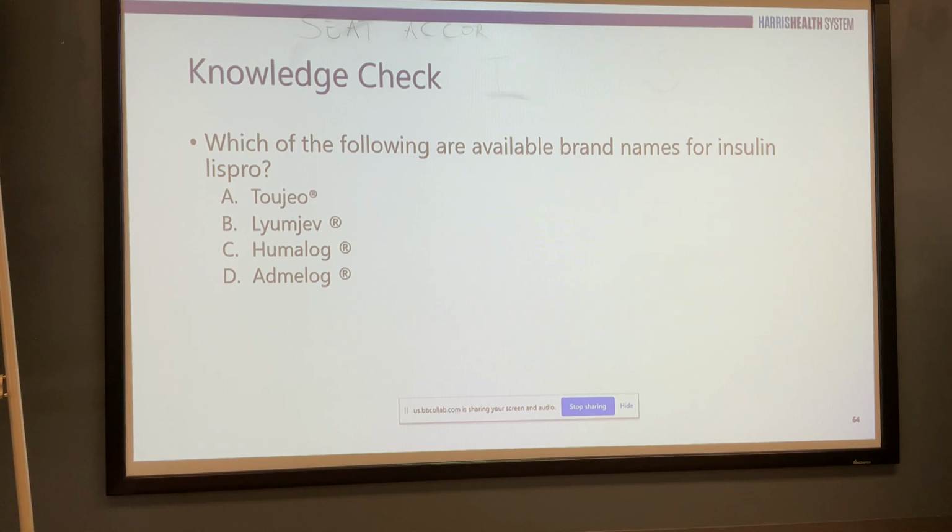Alright, which of the following are available brand names for insulin lispro? And there's more than one answer. Yeah, Humalog, okay. Trurheo. So no. Yeah, so Toujeo is our concentrated glargine. Okay. So the others are available trade names for lispro. Alright, so on the test you might have select all that apply.